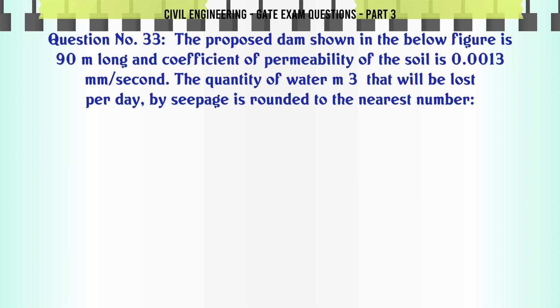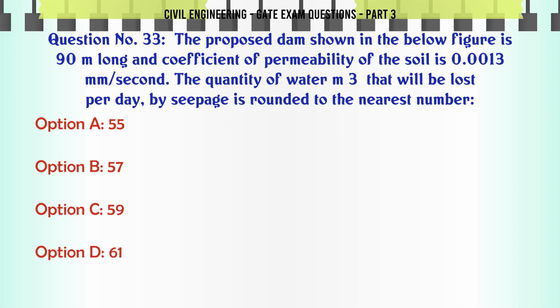The proposed dam shown in the below figure is 90 m long and the coefficient of permeability of the soil is 0.0013 mm/second.